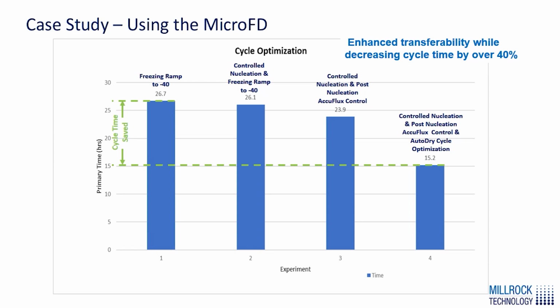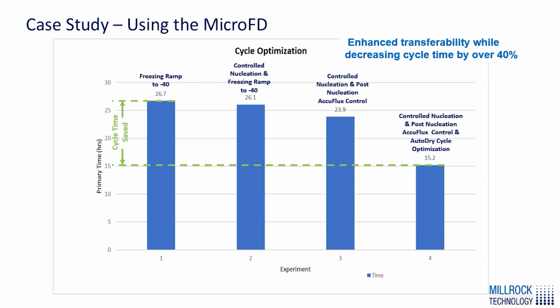So a brief overview of a case study that was done using the MicroFD of reducing a cycle time shows that broadly we were able to reduce the cycle time by over 40% from using just, on the left here, a completely recipe-based cycle where we're just ramping during freezing and then ramping up and drying at a steady temperature in primary drying. And then every successive bar here represents the addition of one additional optimization feature. So first we have controlled nucleation, then we have controlled nucleation and the AccuFlux heat flow control post-nucleation. And then finally we have the controlled nucleation, the post-nucleation AccuFlux control, and AutoDry in primary drying.